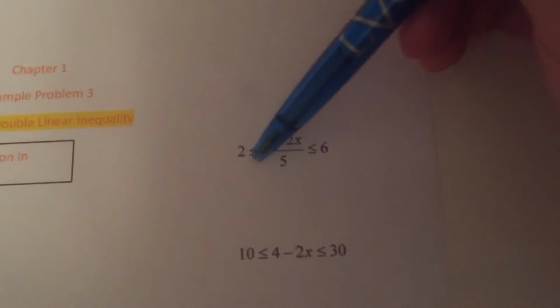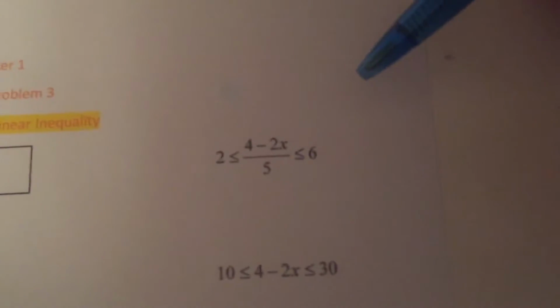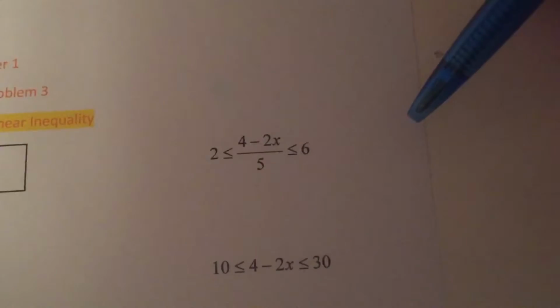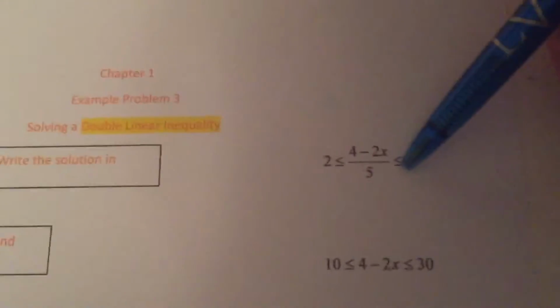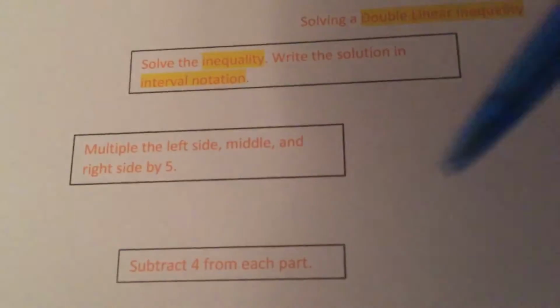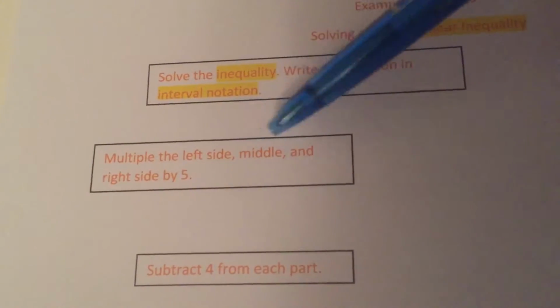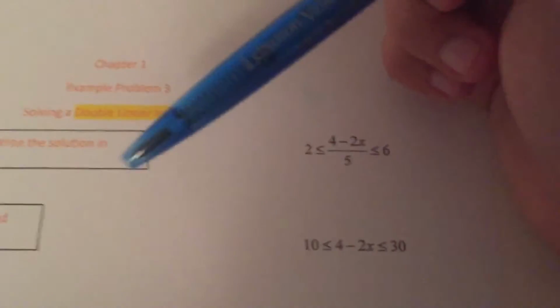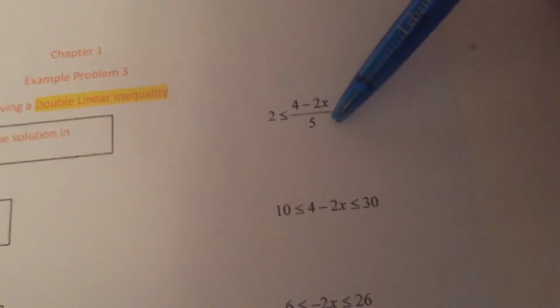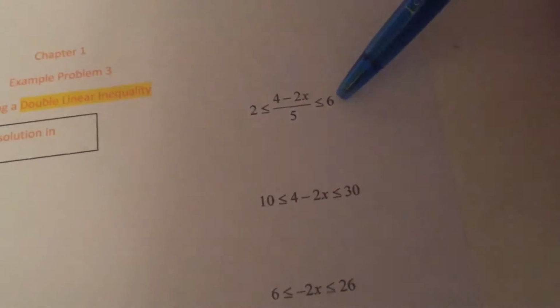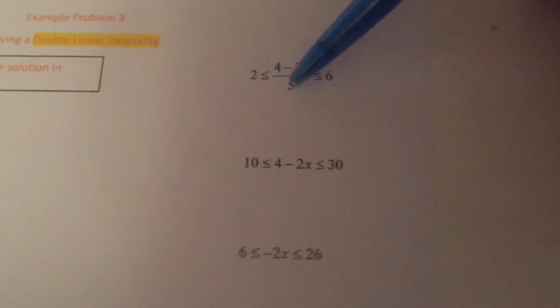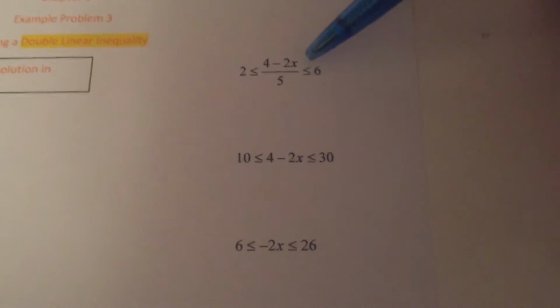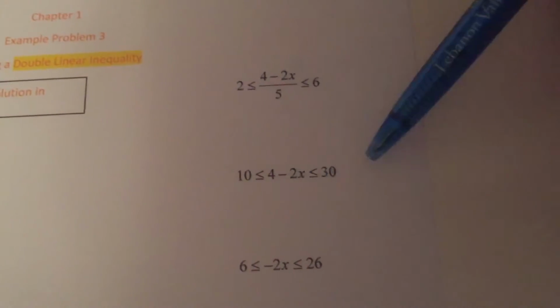So 2 is less than or equal to (4 minus 2x) over 5, which is less than or equal to 6. Then we multiply the left side, middle, and right side by 5. So whatever you do to the middle part, you have to do to all parts, the left and the right. So when we multiply by 5, we get a 10 over here. The 5 down here goes away, and we get 30 over here.